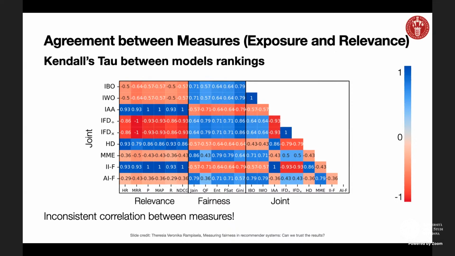And then when I compare joint measures, the measures that are based jointly on exposure and relevance, what happens is that there are different groups. You can think about different clusters. Some of them correlate a bit more, some others don't correlate. So the overall trend is a bit inconsistent.